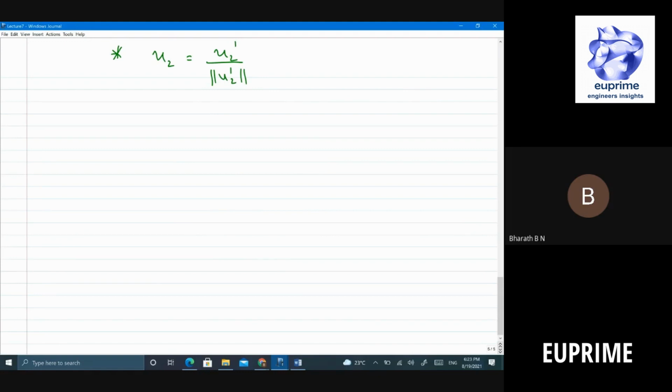Any idea? What is this process called? Simple geometry, right? High school, right? So what is this process called? This process is called Gram-Schmidt's orthogonalization procedure, right? Heard of it or no?